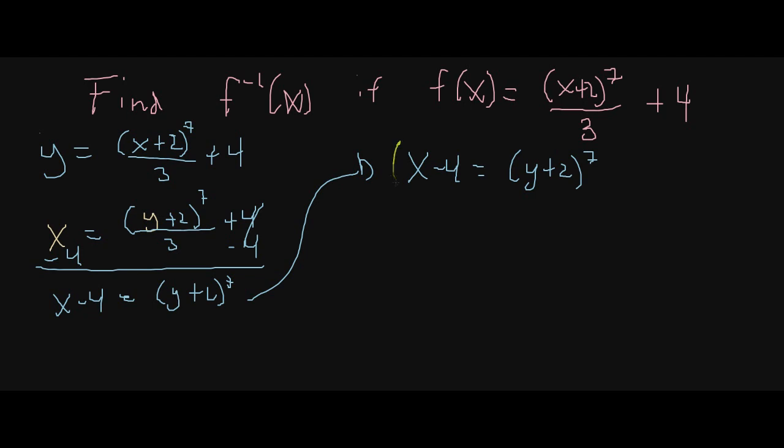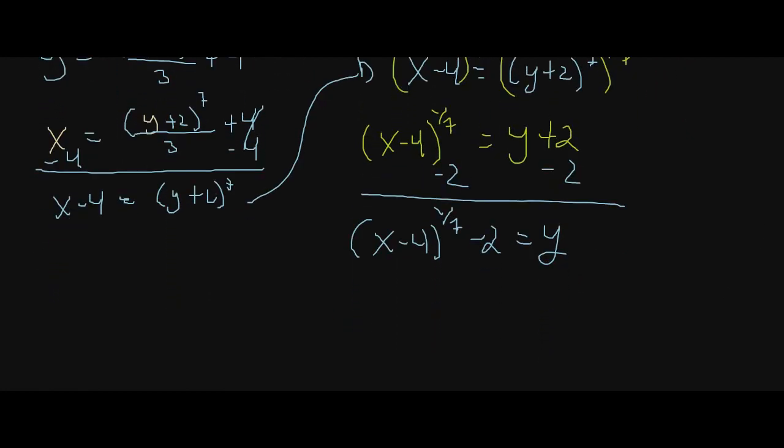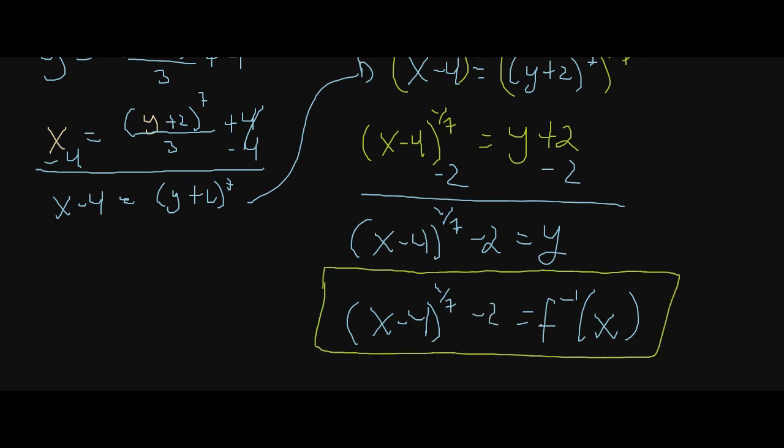I'm going to multiply both sides by the power of 1 over 7, because 7 times 1 over 7 is just 1, so that's gone. And so we finally get (x minus 4) raised to the 1 over 7 is equal to y plus 2. What do we do now? We just subtract 2 from both sides. Now we get (x minus 4) raised to the 1 over 7th minus 2 is equal to y. And we're done. We found the inverse. But like before, let's make sure we write it with our inverse notation: f inverse of x equals (x minus 4) raised to the 1 over 7th minus 2.